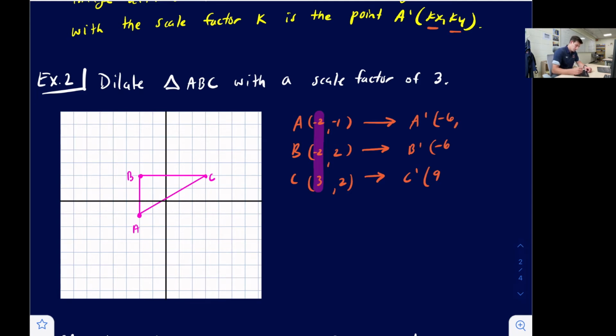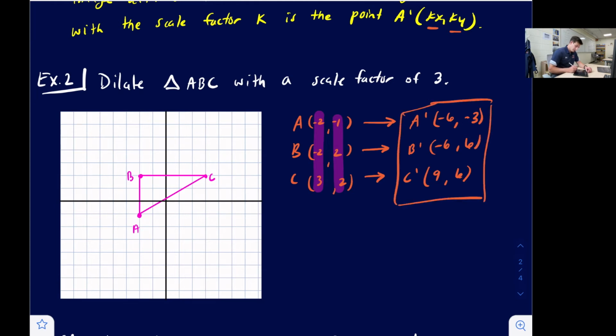And our y coordinates now. We're going to multiply these numbers by 3. Okay. So -1 times 3 is -3. 2 times 3 would be 6, and 2 times 3 once again would be 6. Okay, so now these are the coordinates that we will plot.